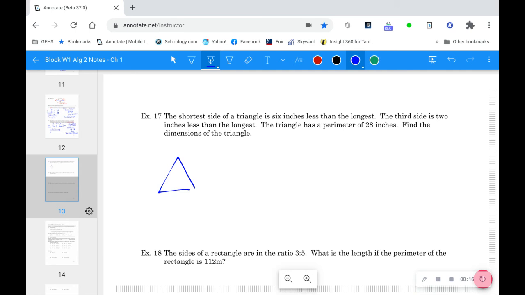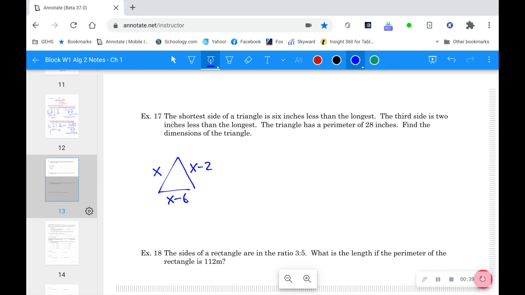The shortest side is 6 less than the longest. So I'm going to say this is the longest side, and the shortest side is 6 less than that. And then it says the remaining third side is 2 inches less than the longest. So 2 inches less than the longest. And the perimeter is 28 inches. So we'll add all the way around.